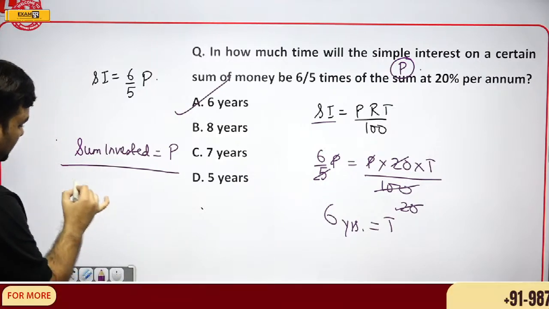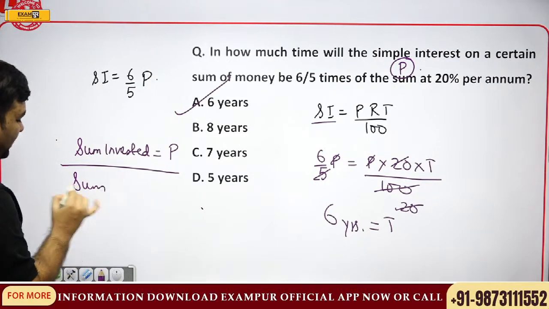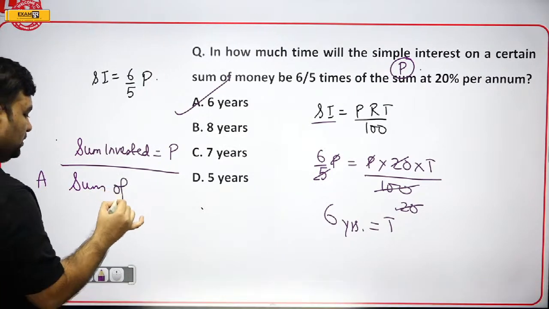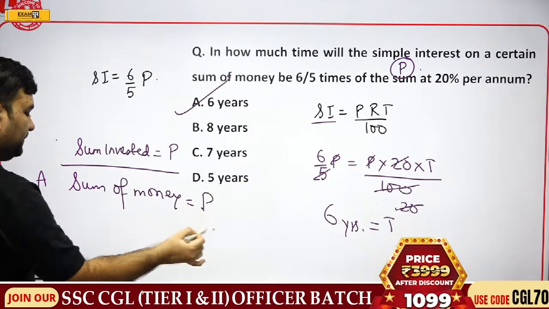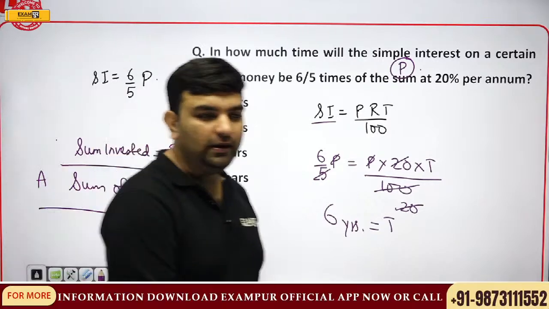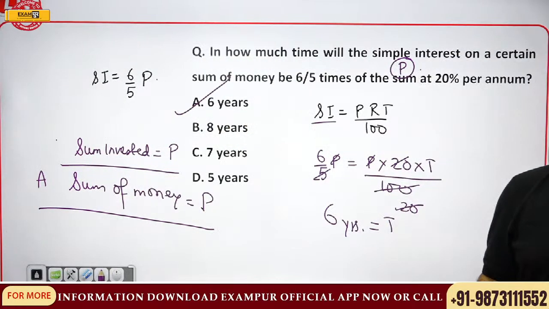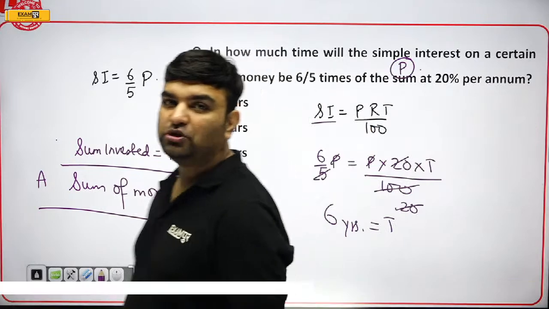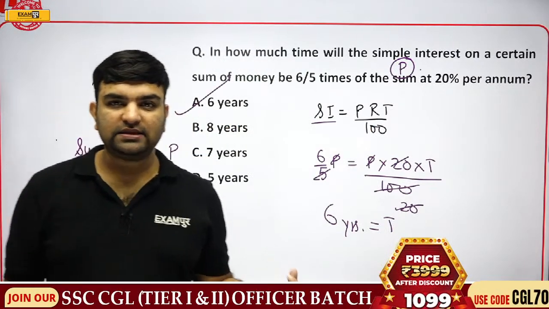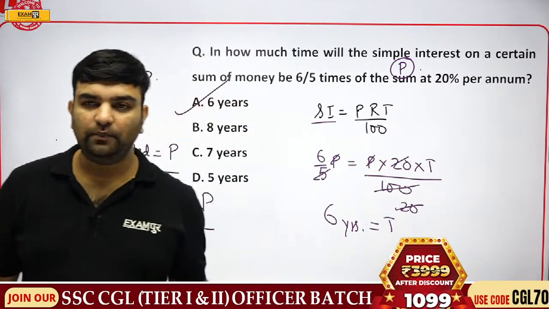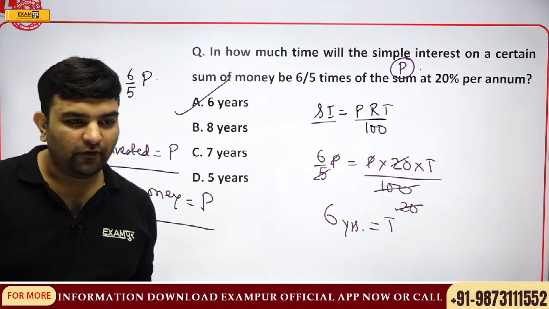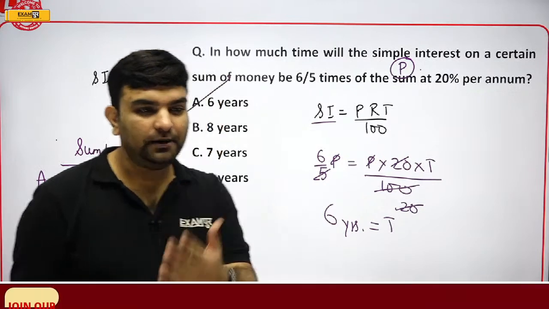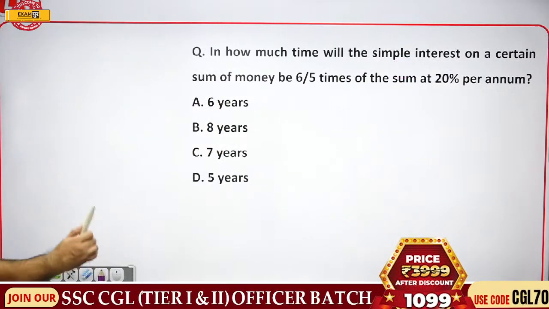A sum of money, from where the question begins, is also the principal. Most of the questions begin like this: a sum of money invested, a sum of money borrowed, a sum of money lent. So that sum of money is the principal, my dear friends.